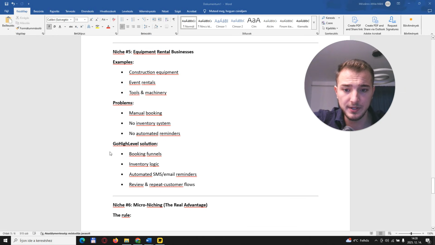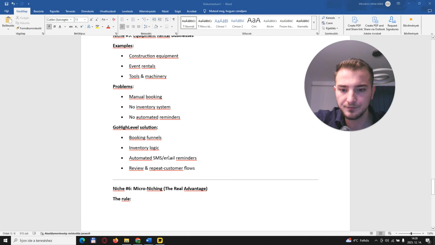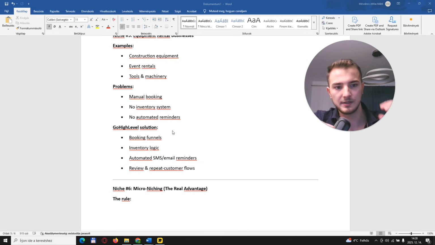So the GoHighLevel solution is booking funnels, inventory logic. You can do it with GoHighLevel's very great calendar, which is updated very frequently. I use it for a lot of roofers, cafes, restaurants, and you can build very, very great automations and systems throughout this. Also automated SMS and email reminders, review and repeat customer flows. So yeah, you can solve these problems for this business that's considered hard to work with, with GoHighLevel very easily.